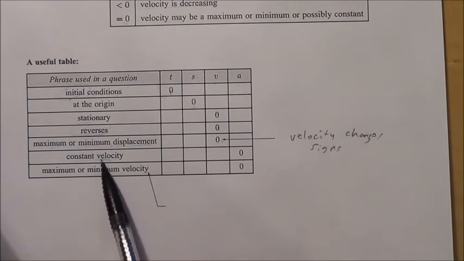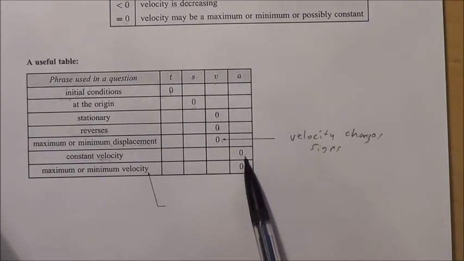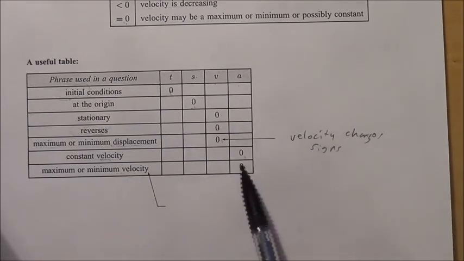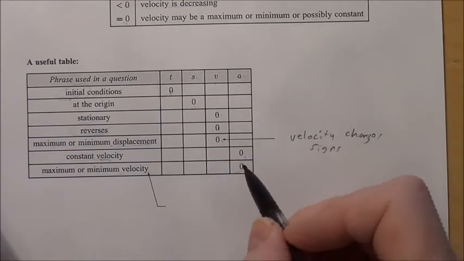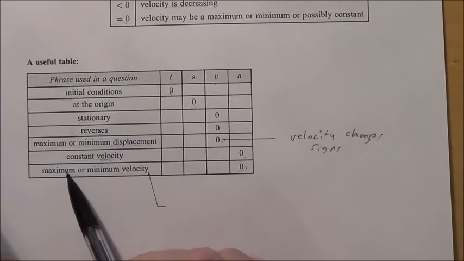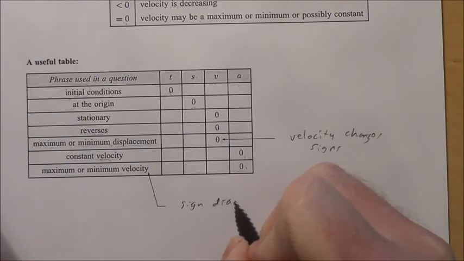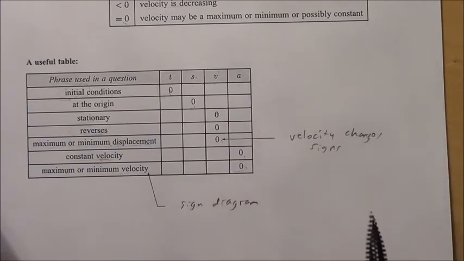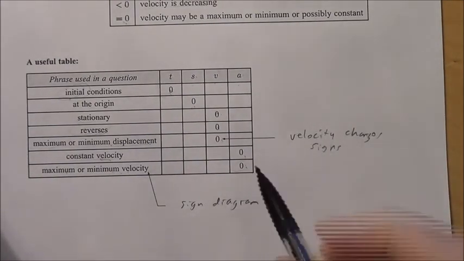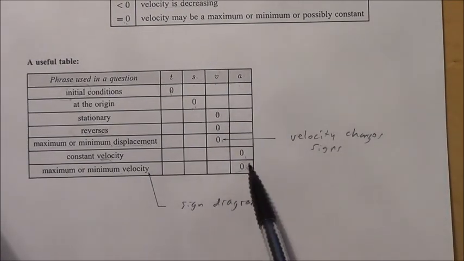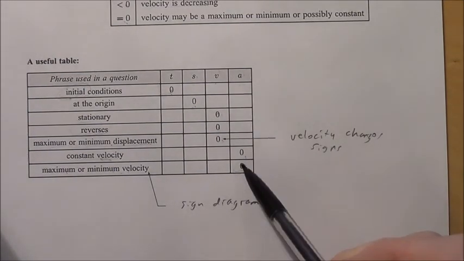Constant velocity, the acceleration is going to be 0 because it's not increasing or decreasing in velocity. And for maximum or minimum velocity, again the acceleration is going to be 0, because the velocity is constant if the acceleration doesn't change. For a maximum or minimum velocity, we would need a sign diagram to figure out what the velocity actually is at that maximum or minimum. And of course, because it's a max or min, it's not changing. Therefore, the acceleration is going to be 0.